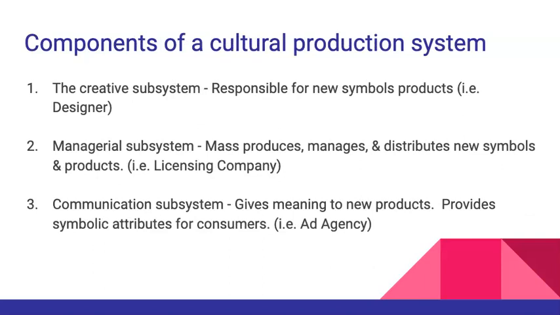If we think about components that make up the cultural production system, like I was showing you on that chart, going into this theory a little bit deeper, the creative subsystem is responsible for new symbols and products, so that could be the designer. The managerial subsystem mass produces, manages, and distributes the new symbols. In fashion, that could be a licensing company. The communication subsystem gives meaning to new products and provides symbolic attributes for consumers. That could be an ad agency. So maybe, hopefully, this gives that theoretical image a little bit more substance, having those examples for what that could look like within the fashion industry.